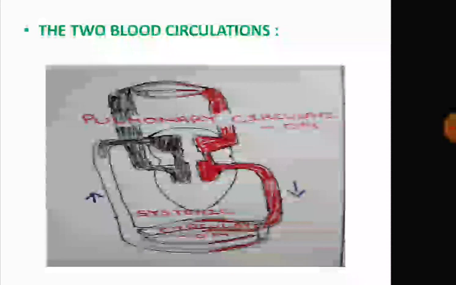So the aorta sends arteries to various body parts and tissues, and from there the blood is collected by the veins and poured back into the right side of the heart through the superior and inferior vena cavae. Through the vena cavae it goes to the right portion of our heart. This circulation is called systemic circulation. So this is the overall picture of double circulation. The pulmonary circulation and systemic circulation together are called double circulation.